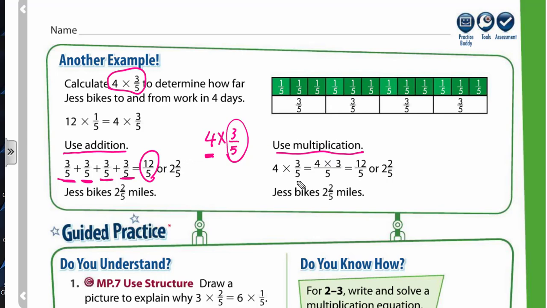In multiplication, it's much easier, since we just multiply the 4 by the numerator. Why? Because we don't change the denominator when we add. Since multiplication comes from addition, we will do the same. We will not change the denominator. We are repeating the numerator, so that's why we repeat the 3 only, not the 5. So we have the same answer, 12/5.